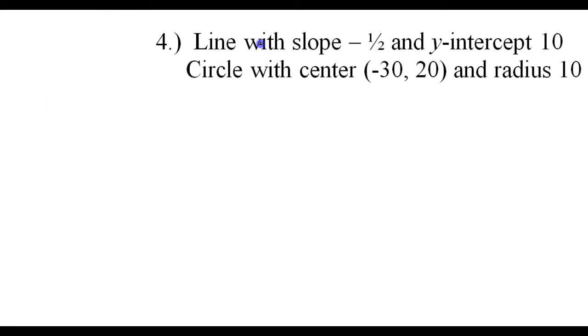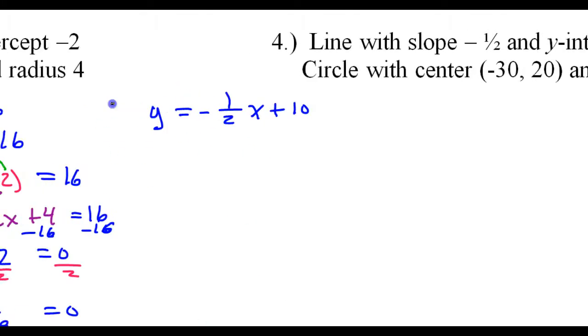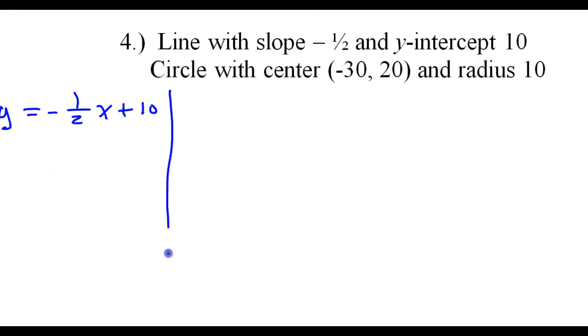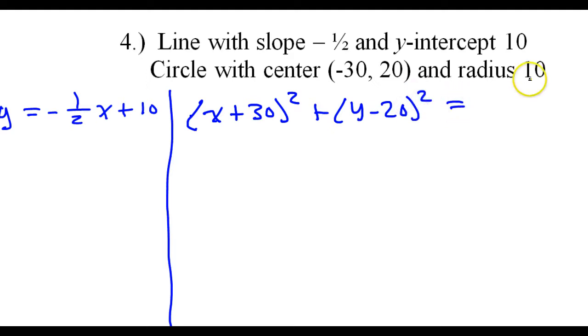So our first equation, the line, slope negative 1/2. So that means y equals negative 1/2 x, and y-intercept is 10. So that's plus 10. So there's our line. Right? I feel like I should draw a line between this and our other problem. And another line. Why not? Now our circle with center of negative 30, 20. So this would be x plus 30 squared and then y minus 20 squared. Radius of 10 means r squared, so 100.